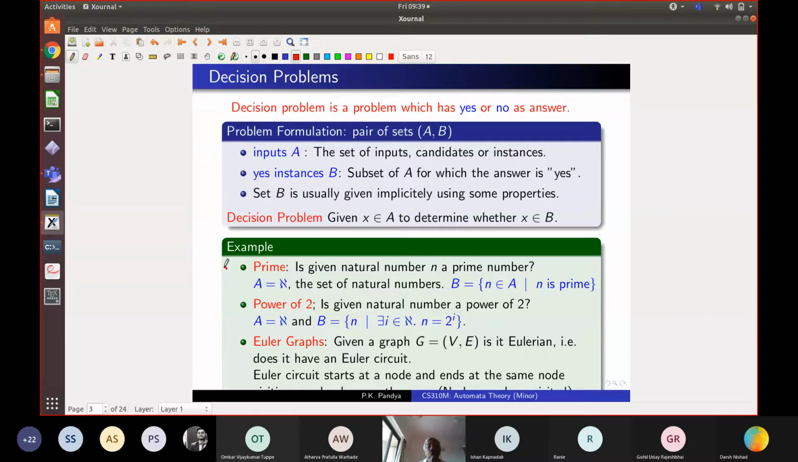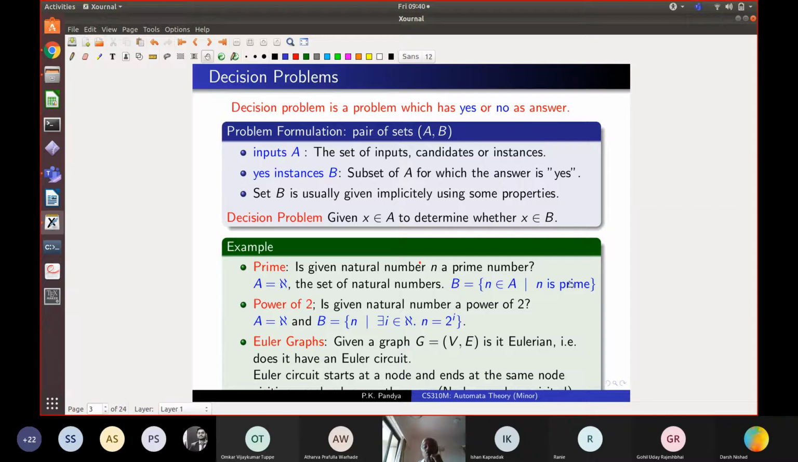This is the first bullet I have here. So the question is: is a given natural number a prime number? That is what we want to determine, right? And so how can such a question be formulated? Our set of candidates A is the set of natural numbers. For this example, let's take natural numbers to be 1, 2, 3, 4 up to infinity, right? And B is the set of all those natural numbers which are primes.